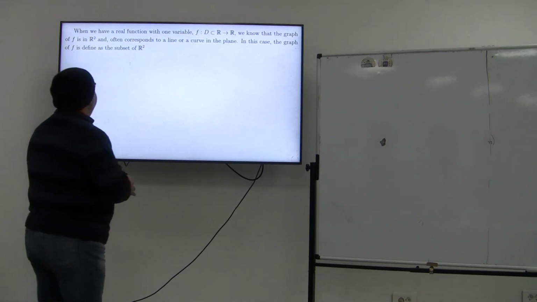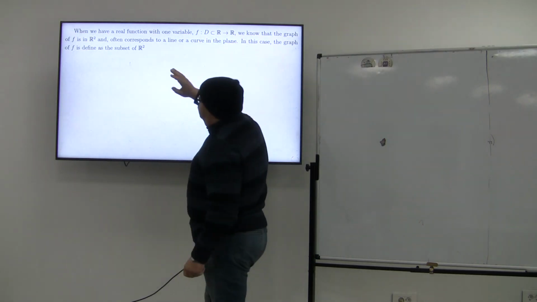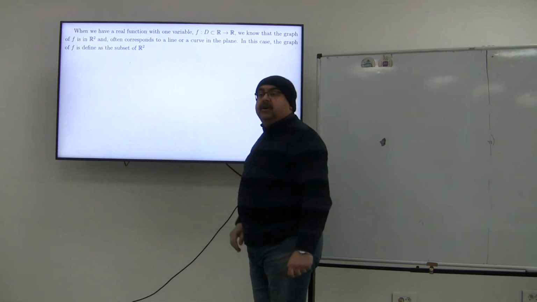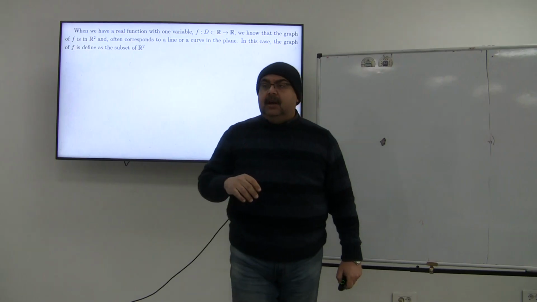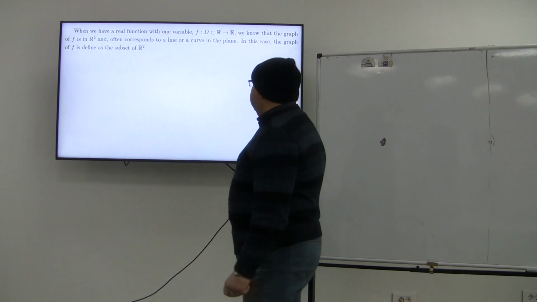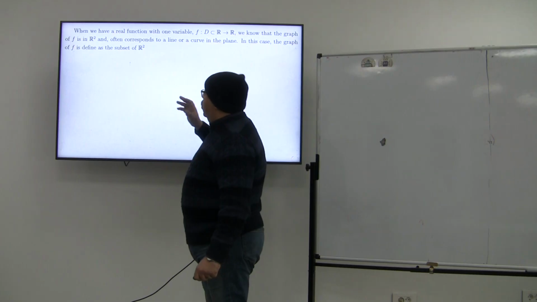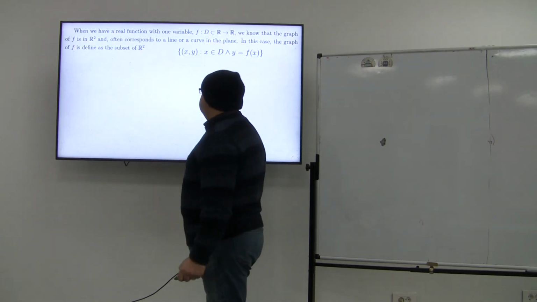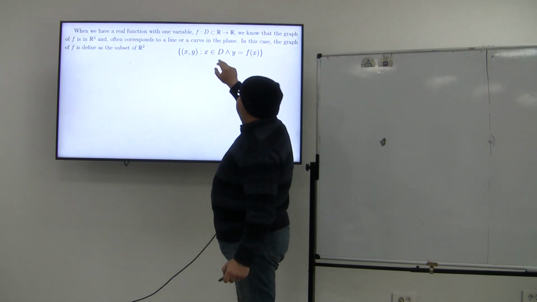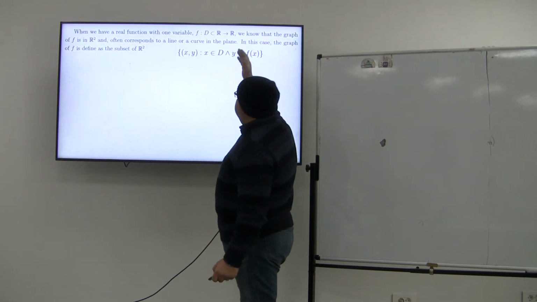That's what's written here. For an f mapping from R into R, we know that the graph of f is in R2 and often corresponds to a line or a curve in the plane. So it can be a parabola, it can be an ellipse, it can be a circle, it can be a straight line like what we saw previously. In this case, the graph of f is defined as a subset of R squared, and this makes sense. It's going to be (x, y) such that x belongs to the domain and y is a function of x, which represents the range or the y coordinate.